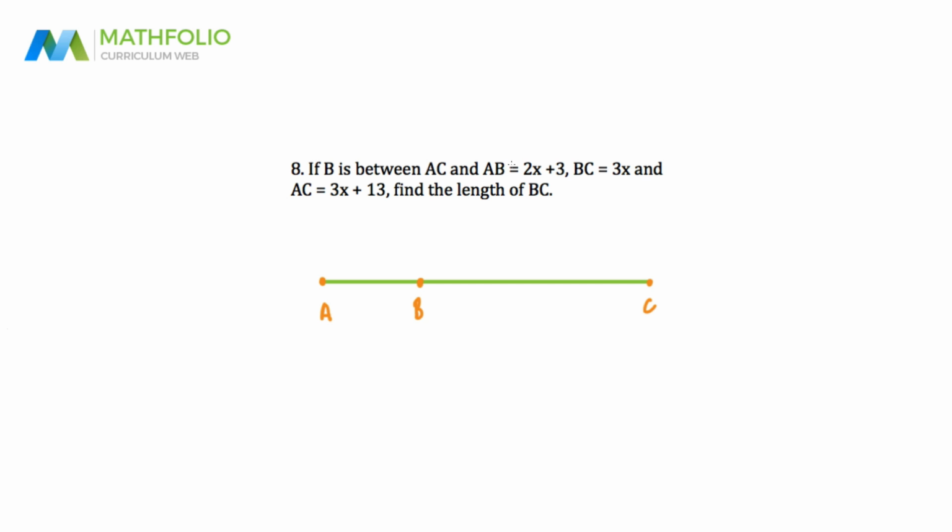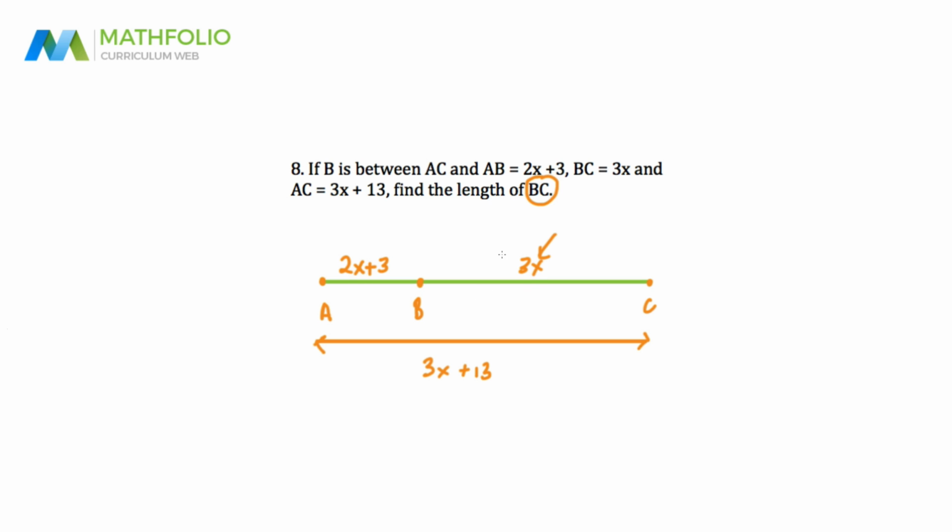So if B is between AC and AB is 2x plus 3, that's AB, and BC is 3x, and AC, the entire thing from A all the way through to C, is 3x plus 13. So is it wanting us to find x or a different distance? It says find the length of BC. So we can find x first, and then we're going to have to plug it in.